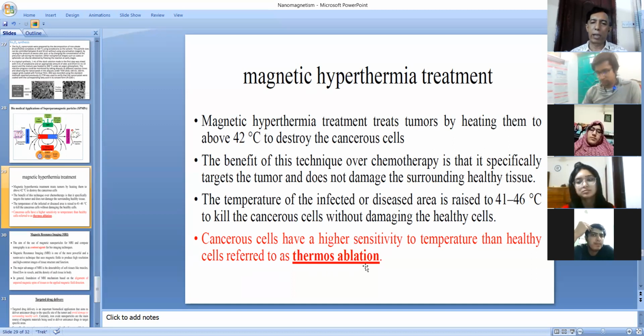The cancerous cell has a higher sensitivity to temperature than the healthy cell, referred to as thermoablation. Generally, the cancerous cell has high sensitivity to temperature. This is called magnetic hyperthermia.